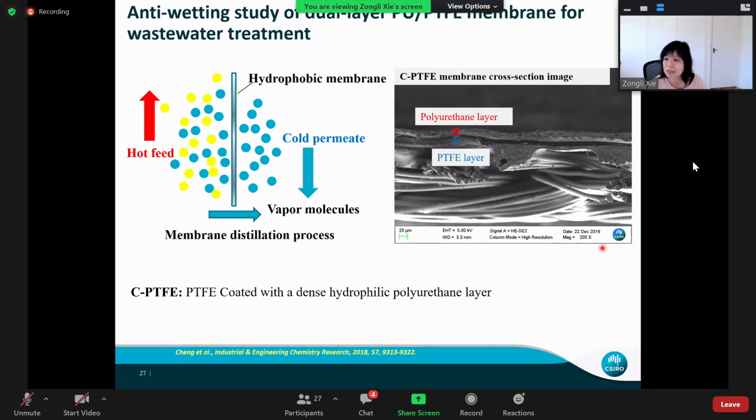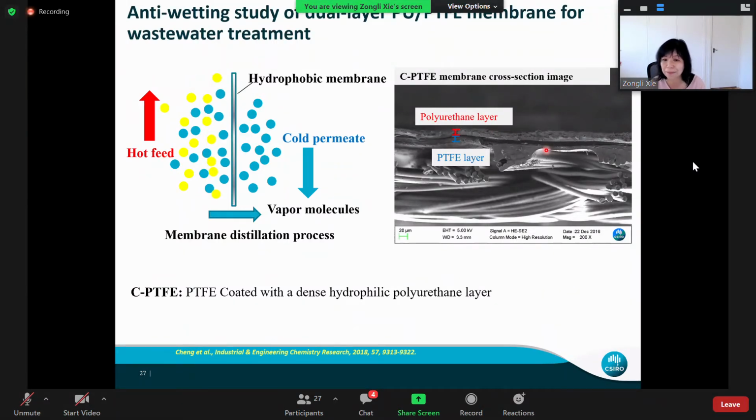We started with a composite membrane. This is a commercial membrane. It has a PTFE substrate layer as the bottom, and on the top it has a polyurethane layer. This is collaboration work I did with Dr. Jianhua Zhang and Professor Stephen Gray at Victoria Uni. In this work, the polyurethane layer has about 20-30 micron thickness.